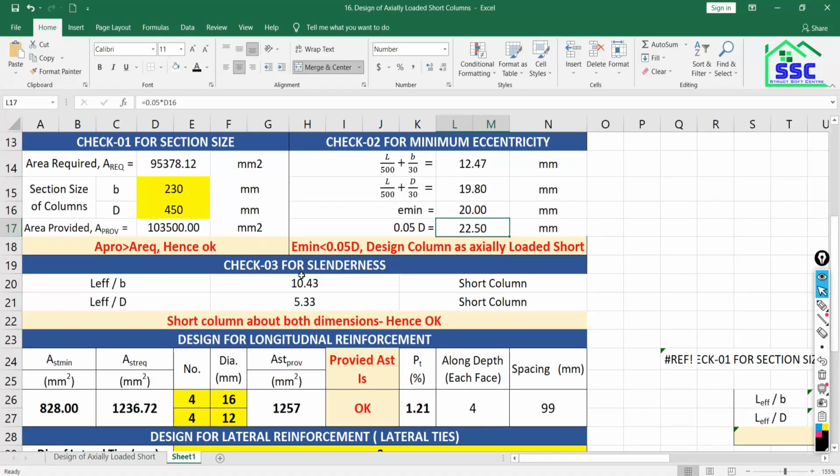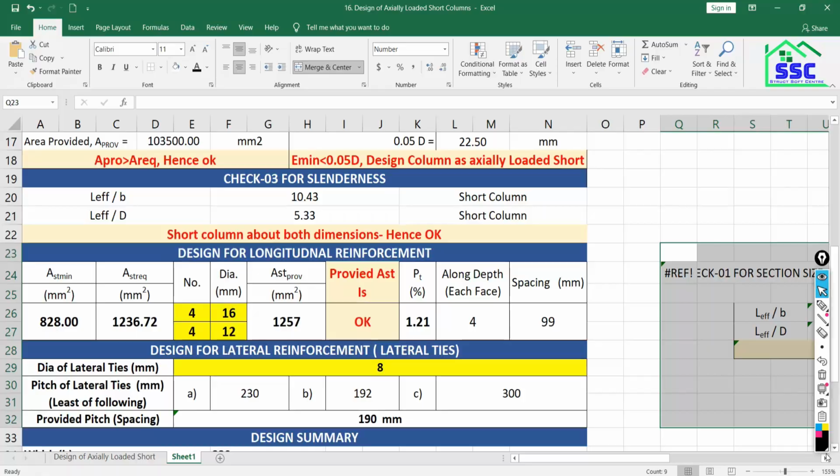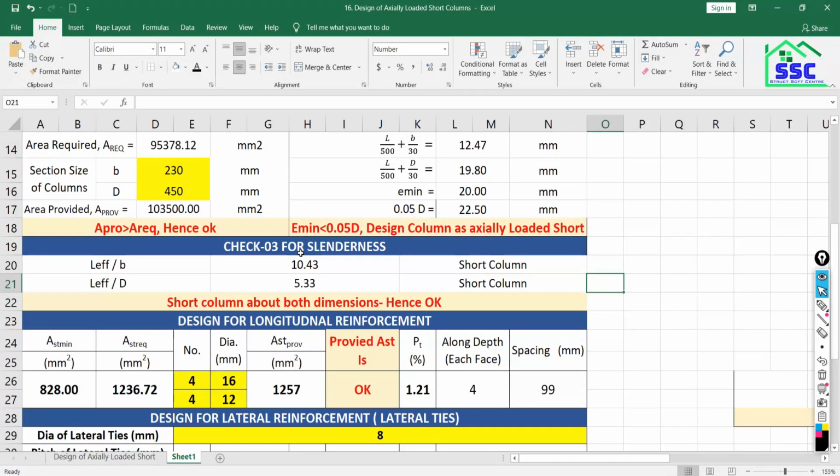Next one is what? Slenderness check. Whether your column is a short column or a long column, we have to decide. So now slenderness check. Effective length divided by the shorter transverse dimension of your column, and effective length divided by the longer dimension of your column, both of these should be less than 12. At that time you can call it a short column. Otherwise this column will be a long column and then you need to consider the additional moment.